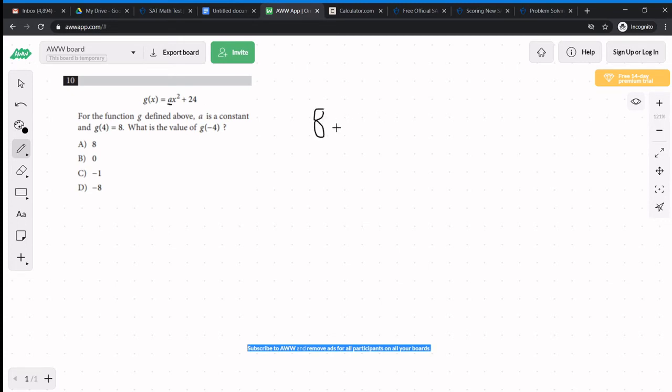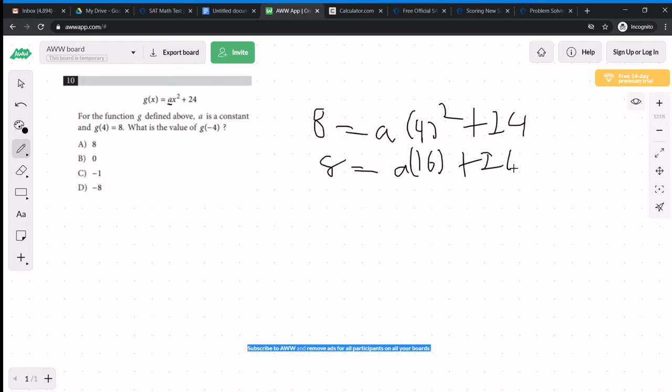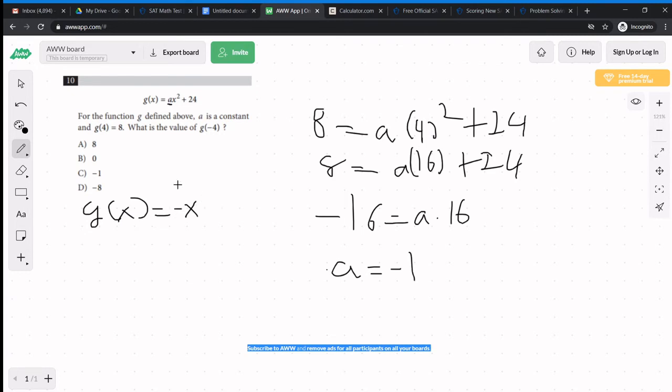So we'll plug that in: 8 equals a times 4 squared plus 24. 8 equals a times 16 plus 24. So we're going to subtract 24 from both sides. Negative 16 equals a times 16. Divide by 16 on both sides. a equals negative 1. So now we can complete our equation. g of x equals negative x squared, same thing as negative 1x squared plus 24.